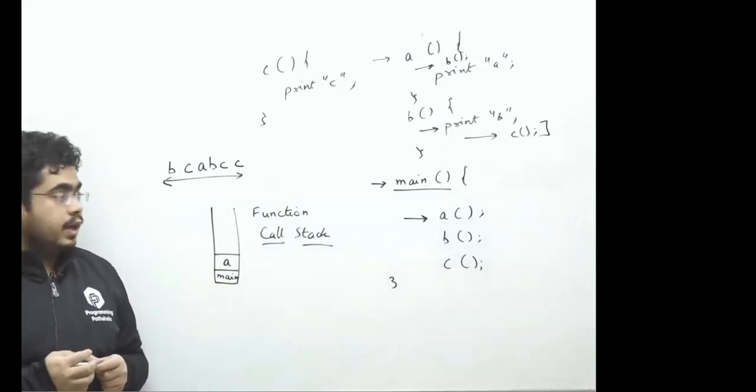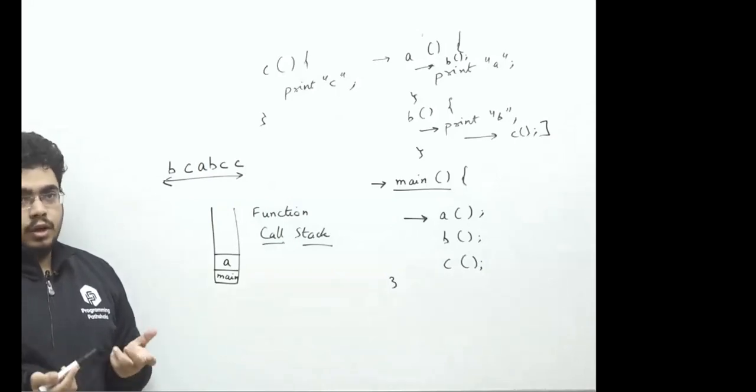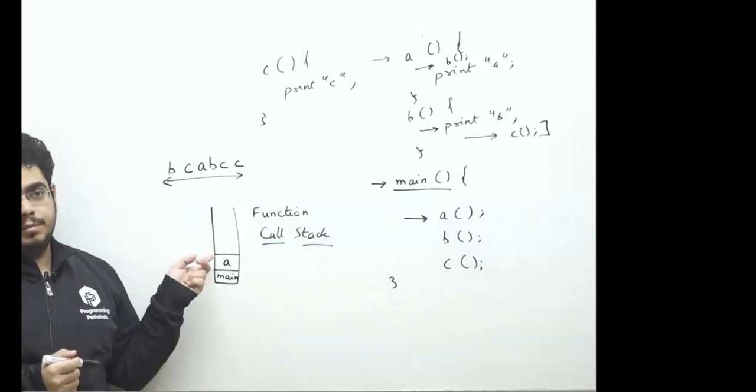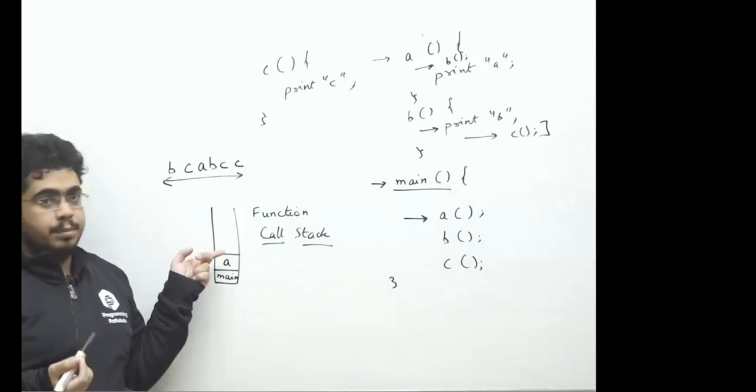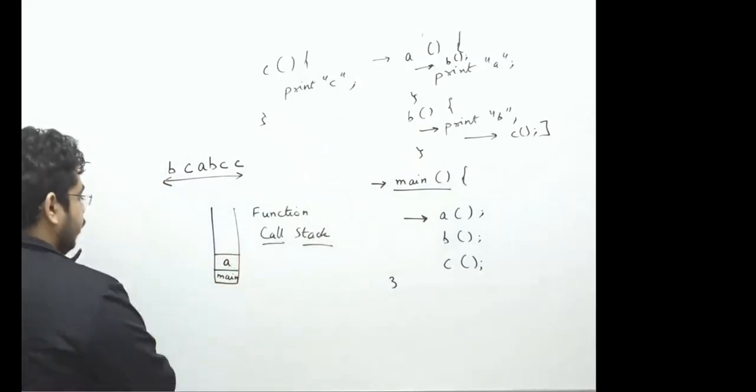You can type in a quick answer. C will be called, right? Before that, what should I push here? Like basically, what should be added at the top? B, right? B is calling C, so B will be put here.